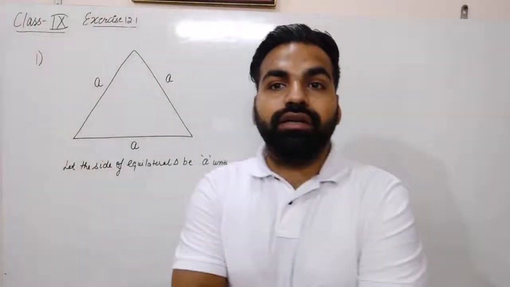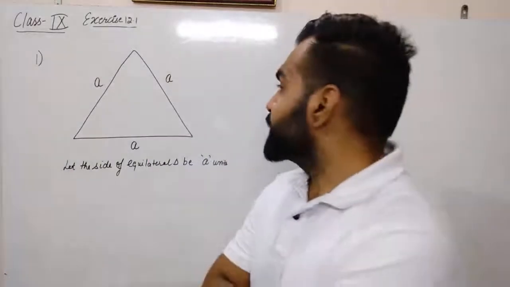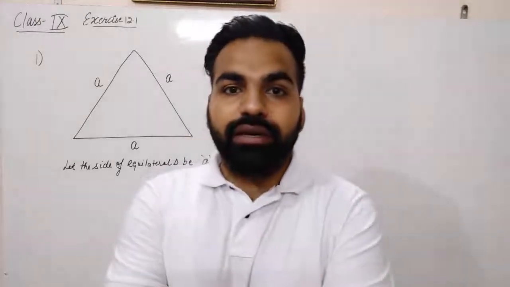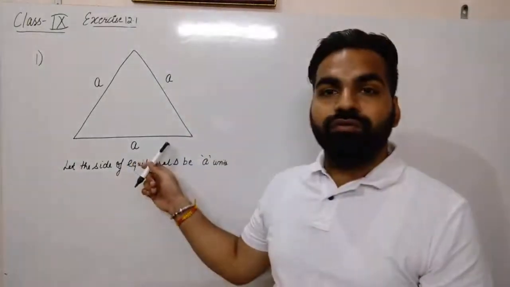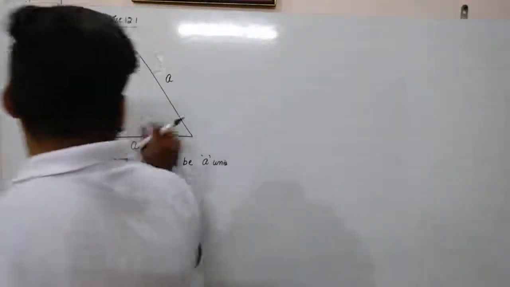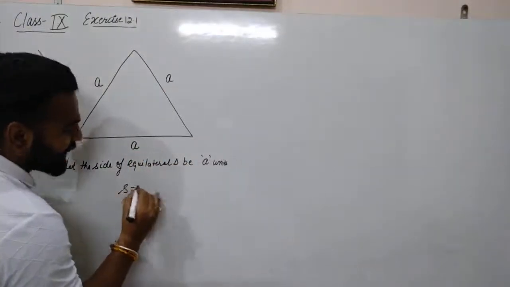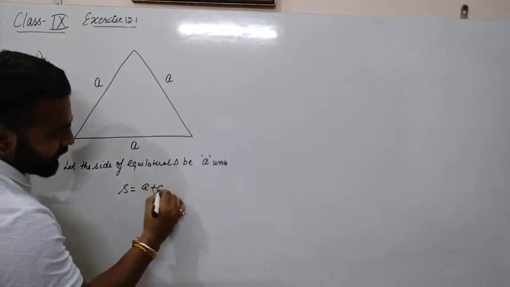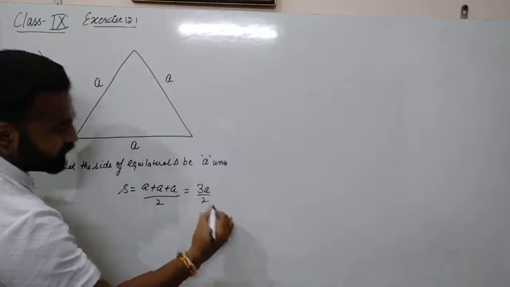Now we have to calculate the area of this triangle. So we will use the Heron's formula here. Basically we know that the area of equilateral triangle is root 3 by 4 into side square. So we will prove that the area will be root 3 by 4 side square by using Heron's formula. First of all we will have to calculate semi-perimeter s. s is sum of all sides, that is a plus a plus a by 2. This is equal to 3a by 2.